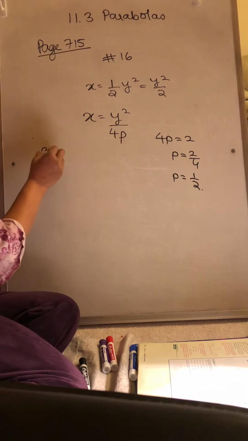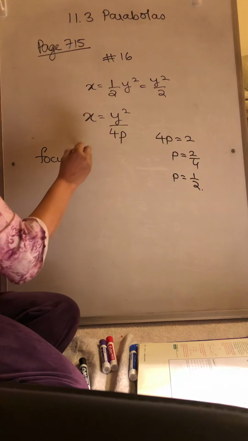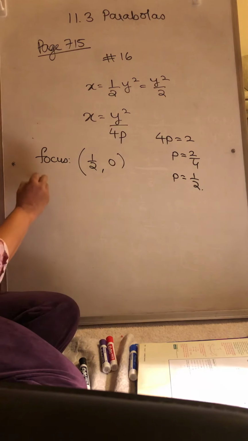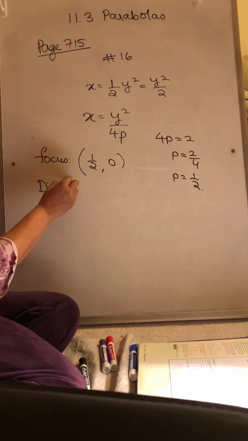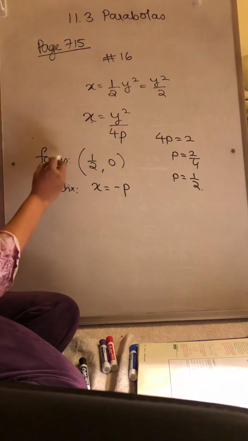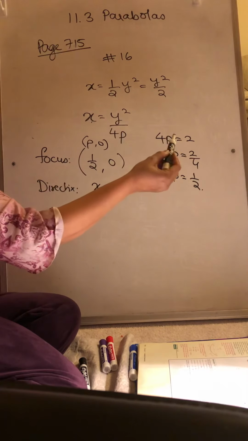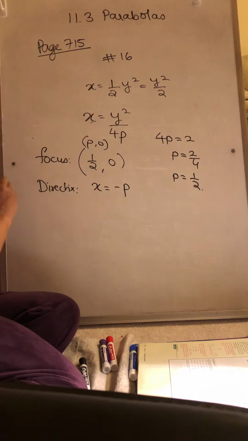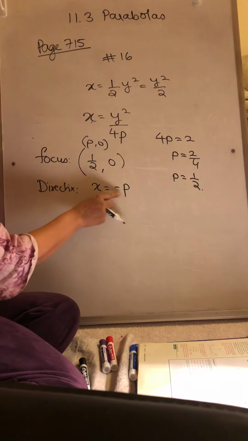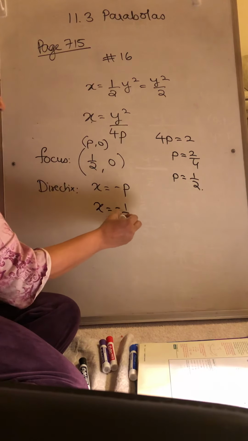So what's the focus? Let's see if we can do it without imagining the graph. We said x is linear, right? So my x will be the p, the y will just be 0. My directrix will be, x is linear, so it's just x equals negative p. Remember, focus I know is p. The question is, is it p, 0 or is it 0, p? So x is going to be your p, and the directrix is always negative p. The question is, is it x equals or y equals? But take your linear. So x equals negative half.